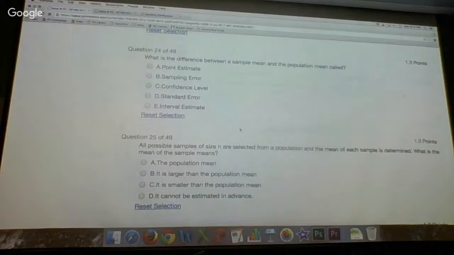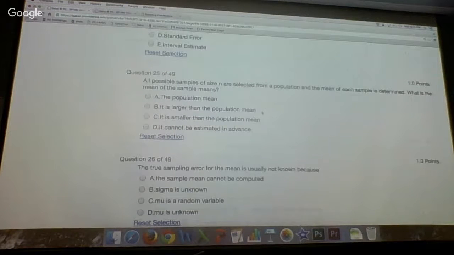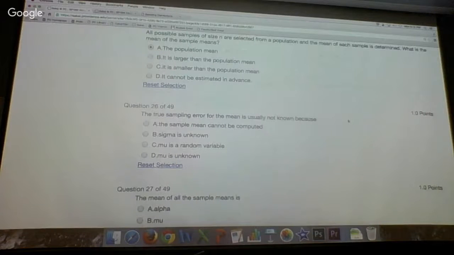24. What's the difference between a sample mean and a population mean called? 1, 2, 3. Sampling error. All possible samples of size n are selected from a population, and the mean of each sample is determined. What is the mean of all possible sample means? Above, population mean. Good. Hey, we're more than halfway there.